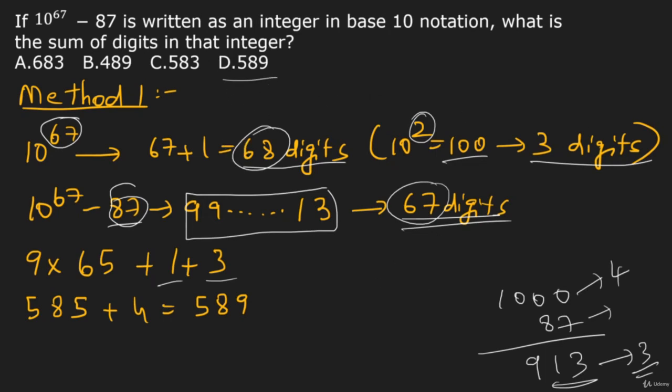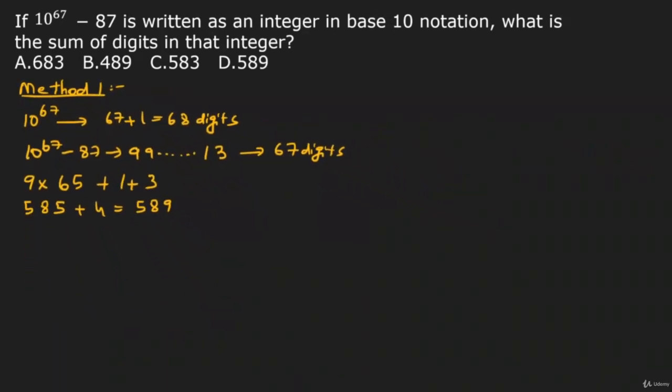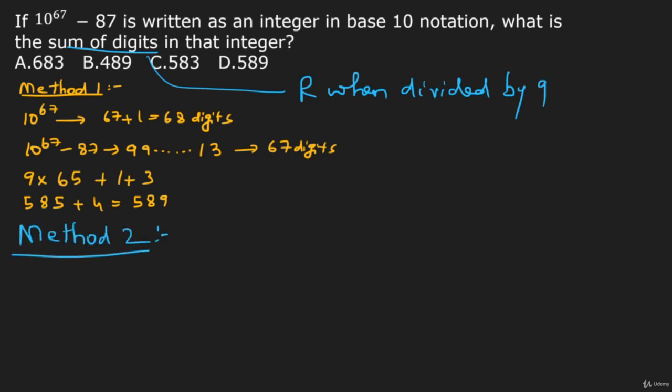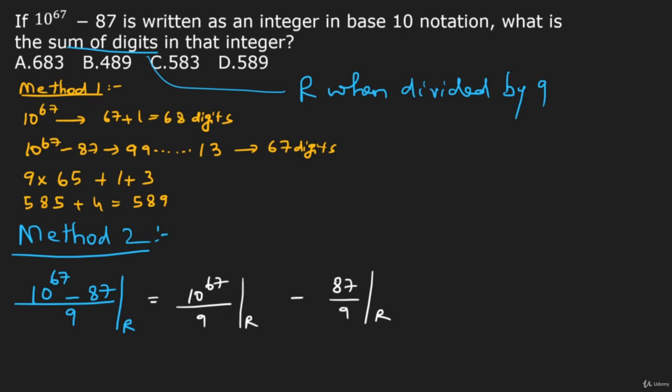Now let's see the second method with which we could have approached this question. Now over here we see digit sum, right? Sum of the digits. So we know that digit sum is equal to remainder when you divide by 9, if you keep doing it till you reach a single digit, right? Alright, let's try to use this and see the second method with which we can solve this question. So let's try to do 10 to the power 67 minus 87 divided by 9, and let's try to find the remainder. Now this can be written as 10 to the power 67 by 9 remainder minus 87 by 9 remainder.